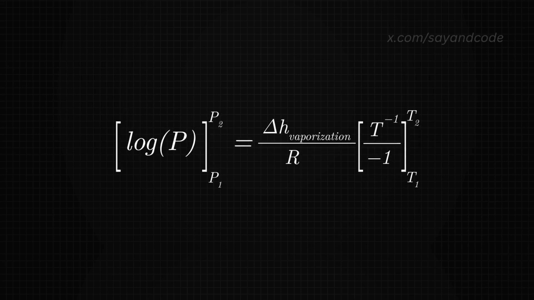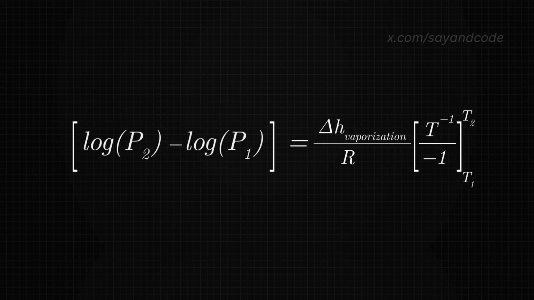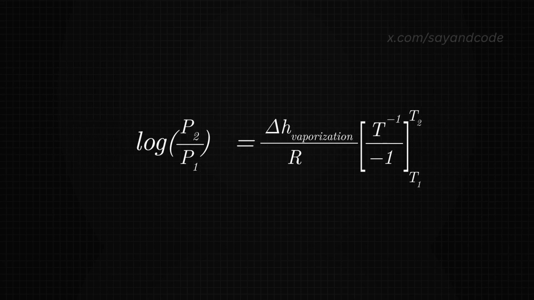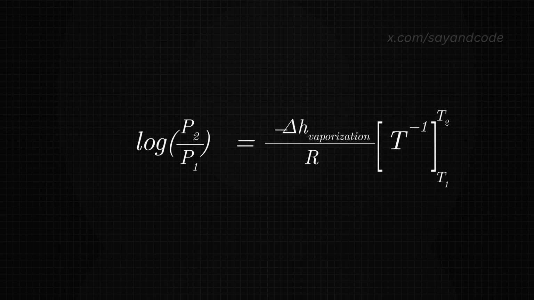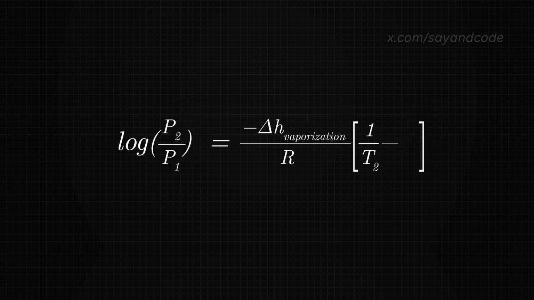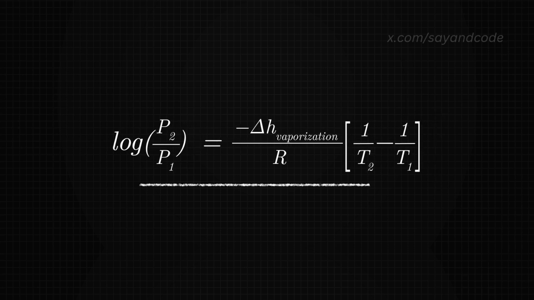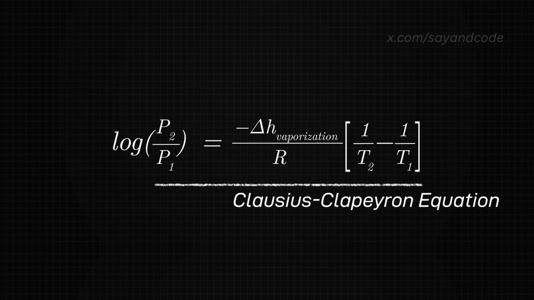That is, ln P2 minus ln P1, or ln P2 by P1, is equal to minus delta H by R, into 1 by T2 minus 1 by T1. This equation is known as the Clausius-Clapeyron equation. It is used only for phase changes to and from the vapor phase.